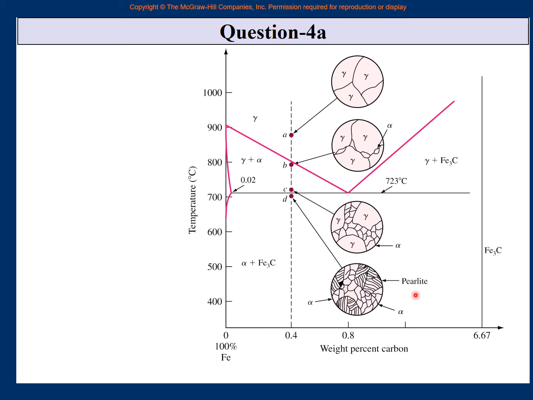But there is one very critical thing. You see, there is alpha which is forming here and which is forming here. So all this alpha is above this temperature. This temperature is eutectoid temperature. So all this alpha is pro-eutectoid alpha. Pro-eutectoid, formed above eutectoid temperature.